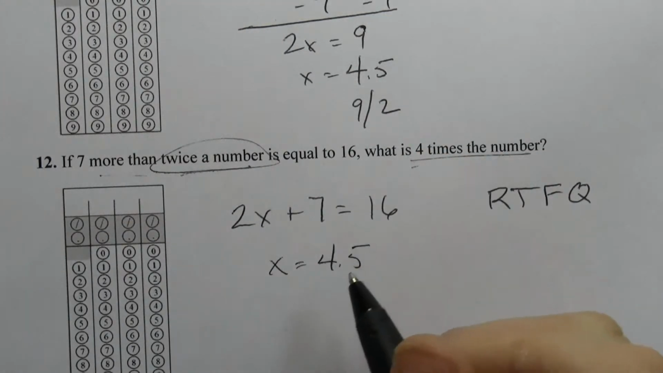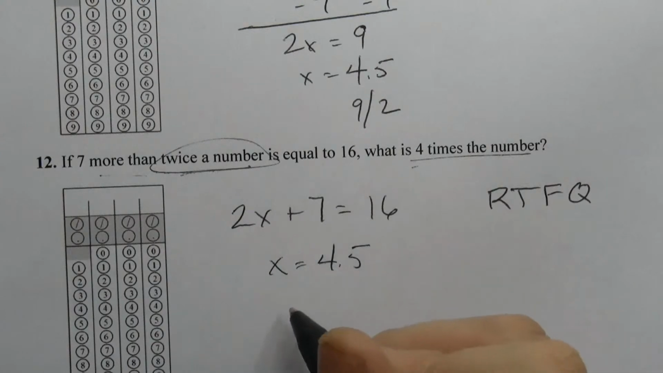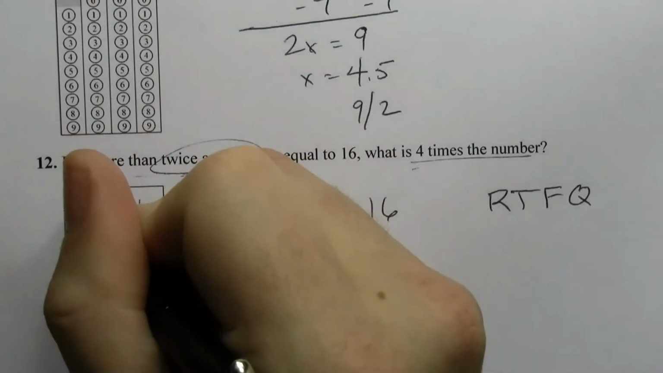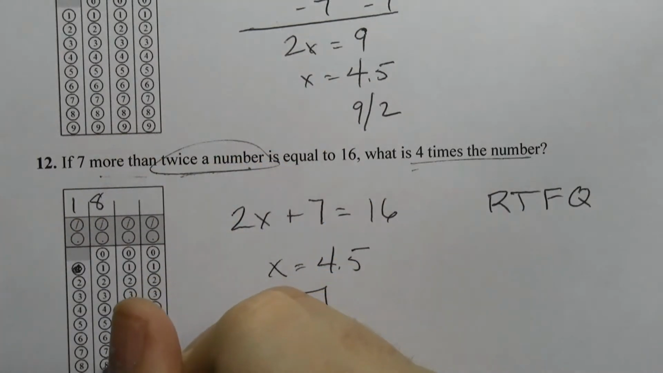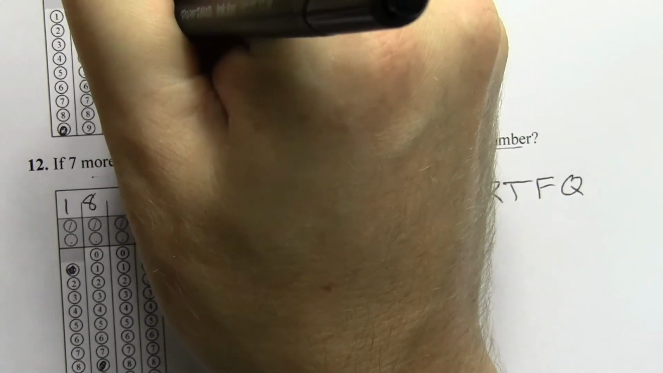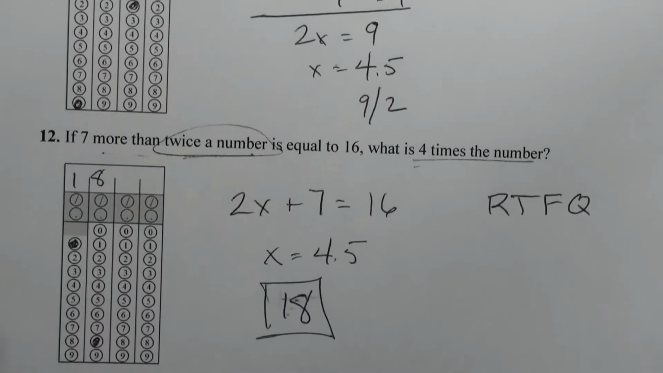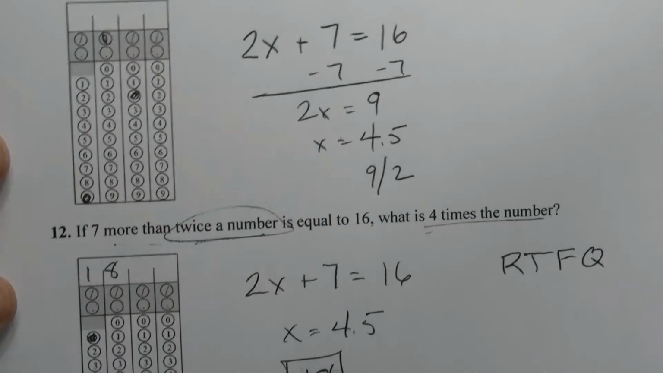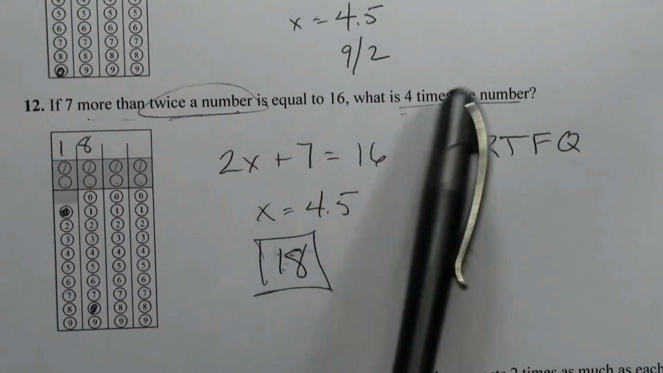So 4 times 4.5 is 18, right? Okay, so that's our answer. That's what we would grid in. So 18, bubble in our bubbles. I didn't do it on the previous one, so let's do that quickly. You get the idea, right? Okay, cool. So you can see why this one's a number 9, this one's a number 12, because it has this little trick at the end.